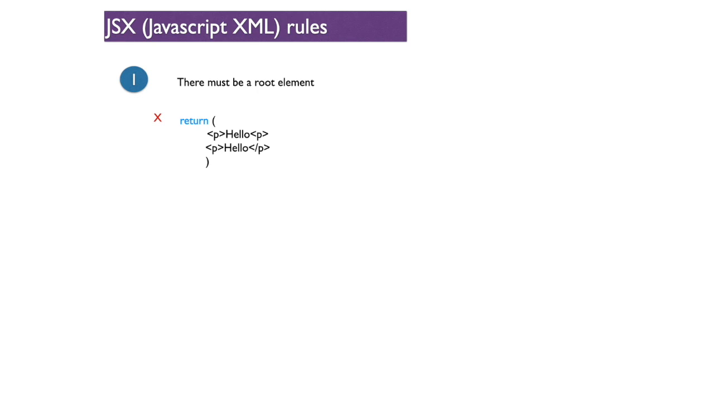Rule number 1, we can't return multiple elements at the same level. So if I add another paragraph, it will cause an error. Therefore, if I want to add a second paragraph, we need to wrap it under a root element. One option we can use is div. So if we cover two paragraphs under a div, then it will work because we have a root element.